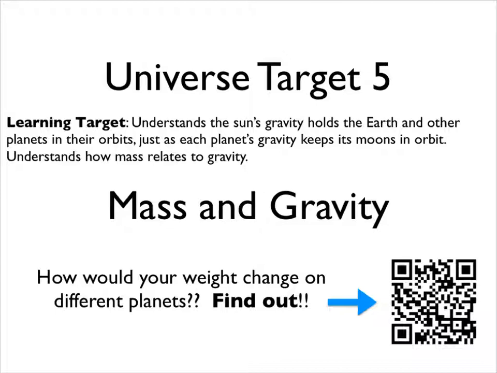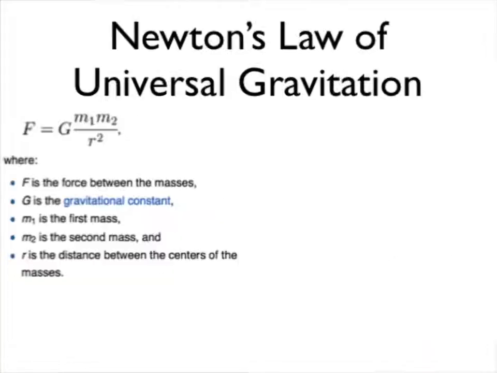And as you can see from our title here, we are going to focus on this relationship between mass and gravity here today. If you're curious and you want to know what you would weigh on different planets, this QR code will take you to a web page where you can plug in your weight and it will tell you what you would weigh on Jupiter or Saturn or the moon or any of those other places. It's just kind of a for fun piece there, so enjoy. So let's get down to the nitty-gritty.